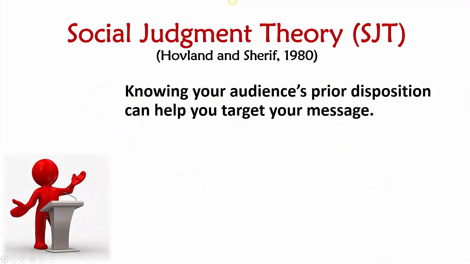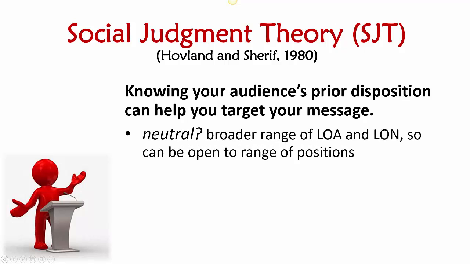So as the video suggests, social judgment theory tells us that knowing your audience's prior disposition with regard to your topic can really help you target your message and get the kind of persuasion you're looking for. So, for instance, let's presume you've got a neutral audience, an audience that potentially has a broader range of a latitude of acceptance and particularly a broad range of a latitude of non-commitment. So a neutral audience that really doesn't have skin in the game yet, really doesn't have a committed attitude one way or the other, can be open to a range of positions.